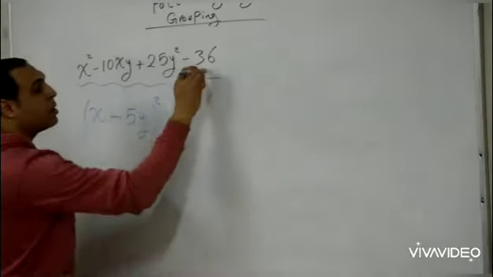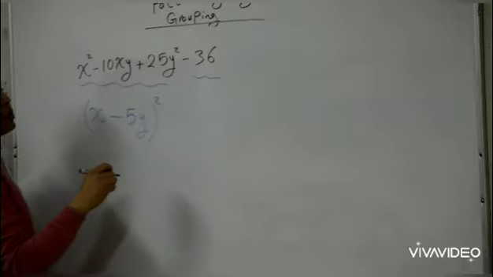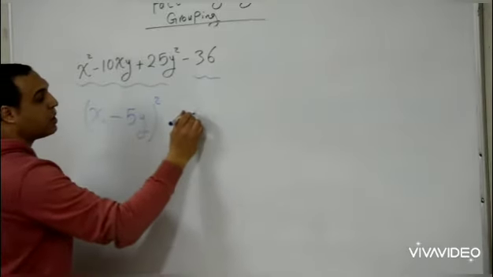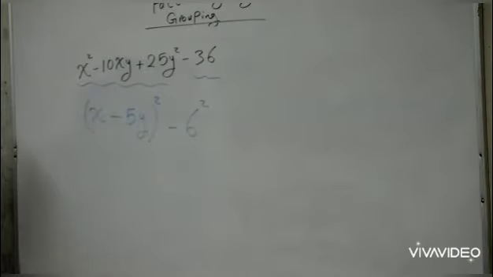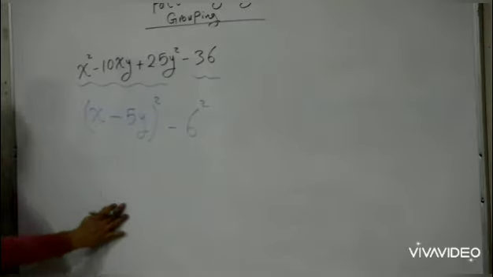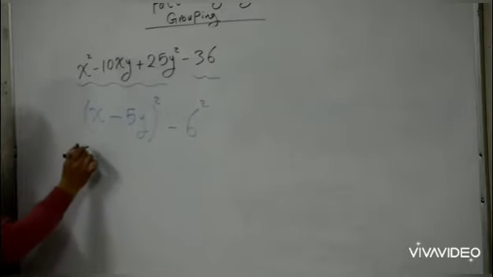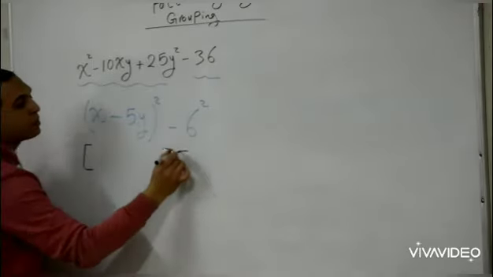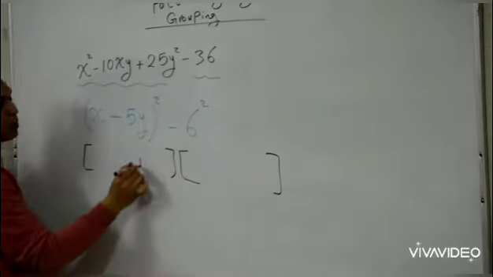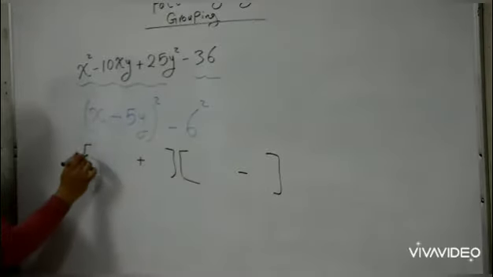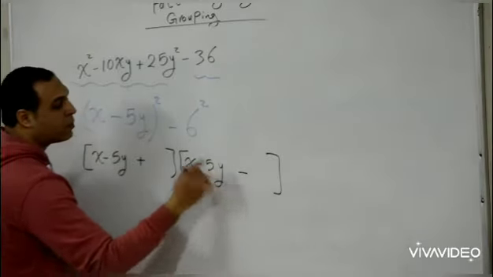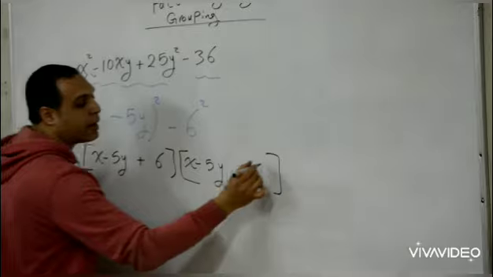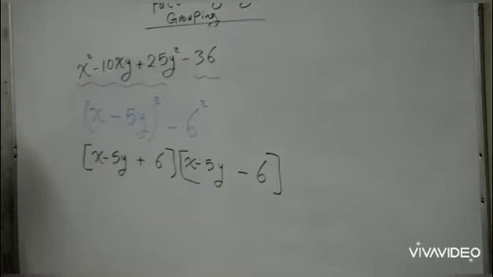What about this one? The last term must also be a perfect square number, like this one, 36, which is 6 power 2. The sign between them must also be a negative sign. Why? To factorize it into a difference of two squares, two brackets, one of them positive and the other negative. x minus 5y plus 6, x minus 5y minus 6. Then it has been factorized.